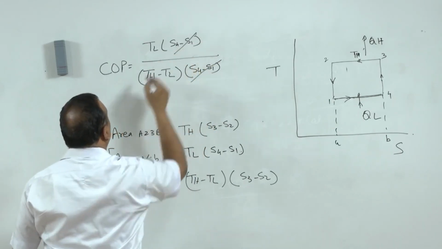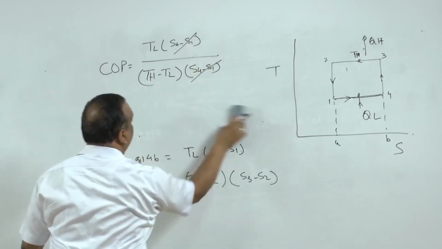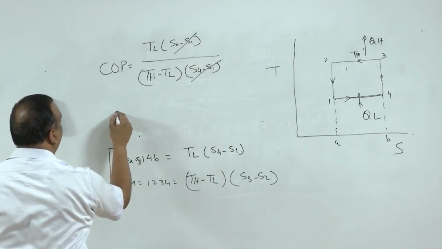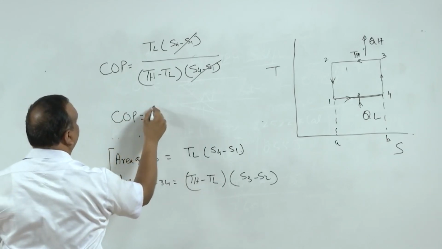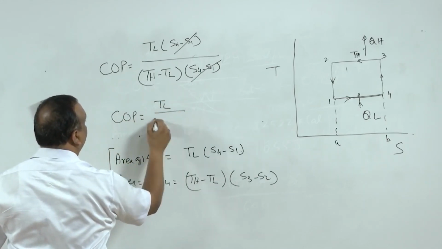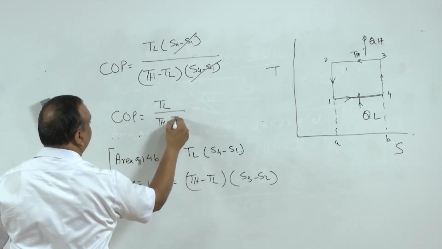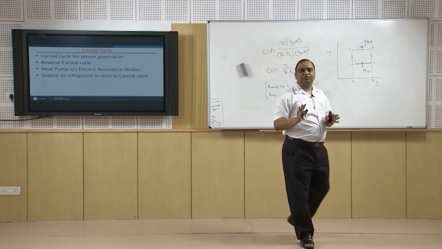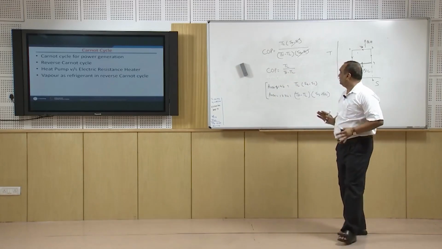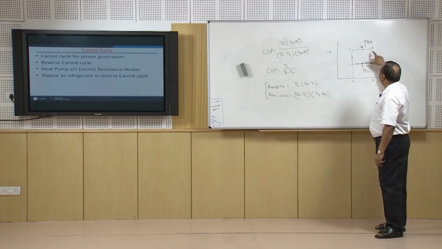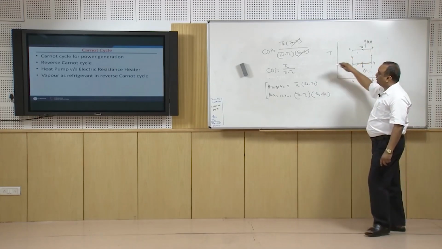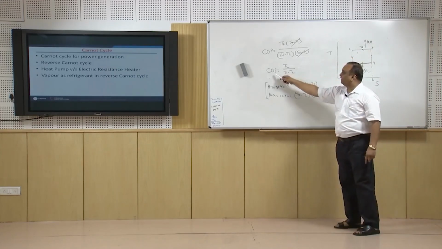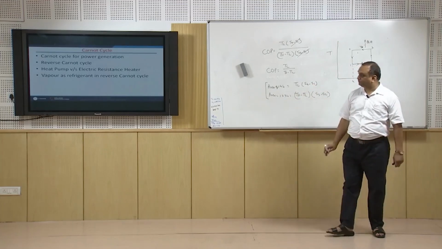So, these two will cancel out and we can comfortably write that the COP of a Carnot cycle is TL divided by (TH minus TL). It is simple. So, if a refrigeration cycle is a Carnot cycle working between two temperatures, and we know the higher temperature and lower temperature, we can find the COP of the system.